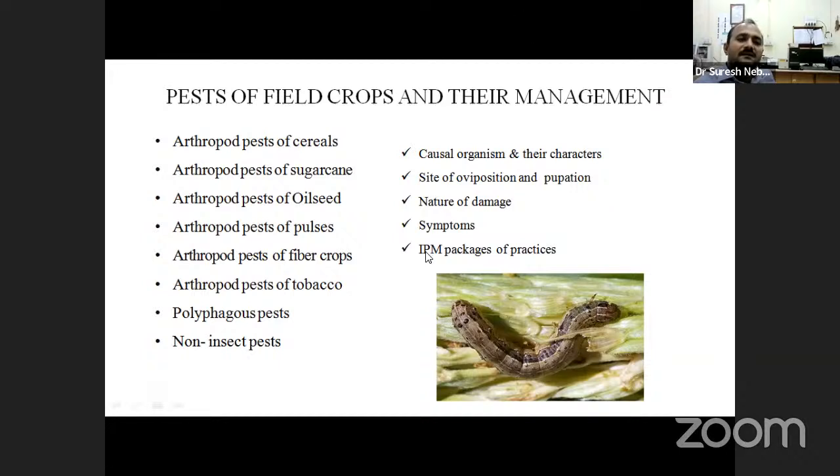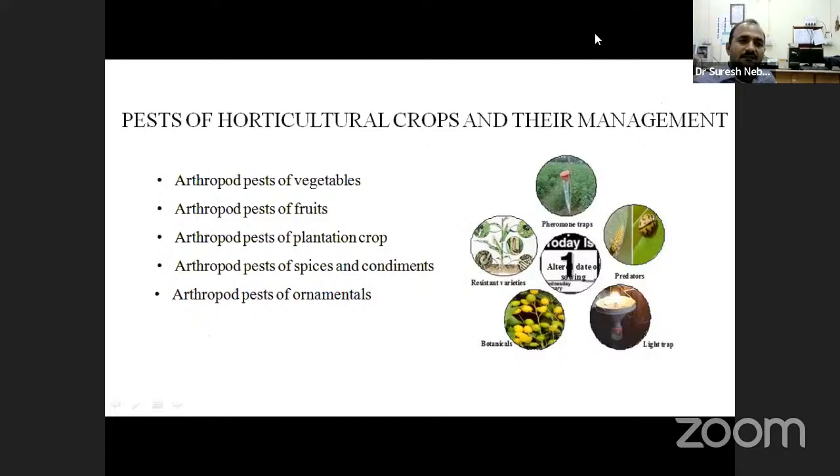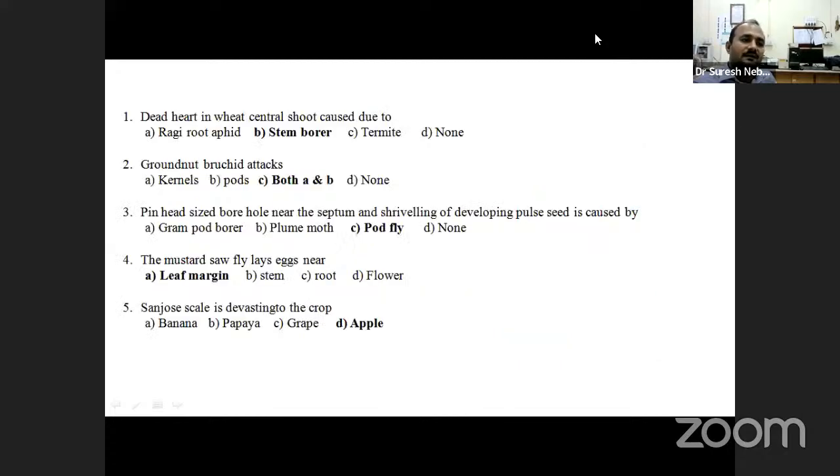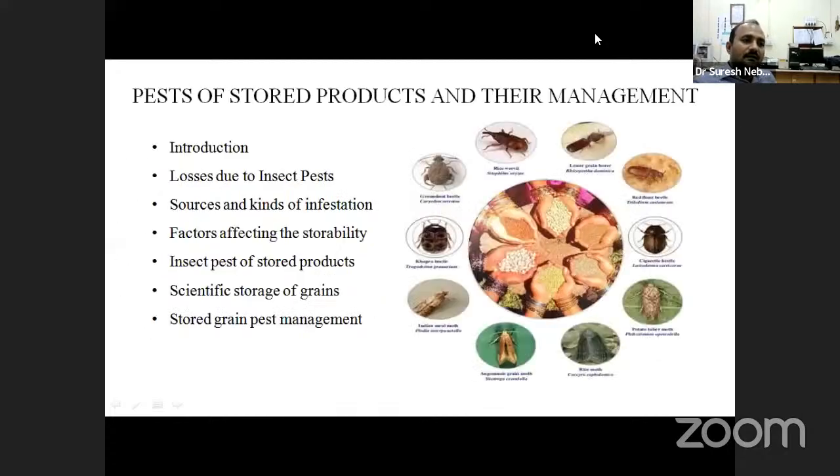Then nature of damage, what symptoms appear in the plant. And then IPM packages, what specific practices are used in IPM packages. So likewise, pests of horticultural crops and all. Then pests of stored products and their management. Stored products, their classification, then their management.